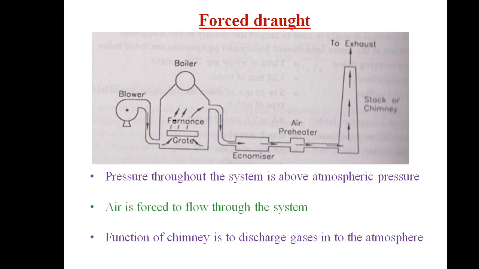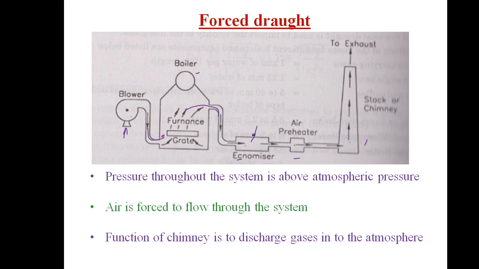In case of forced draught, this is a blower, this is a furnace where fuel is burned, this is a boiler, then this is the economizer, air preheater and chimney. The blower is placed before the combustion chamber, and it blows cold air into the combustion chamber. This force sweeps out the flue gases, which pass into the economizer, then the air preheater, and are discharged into the atmosphere.